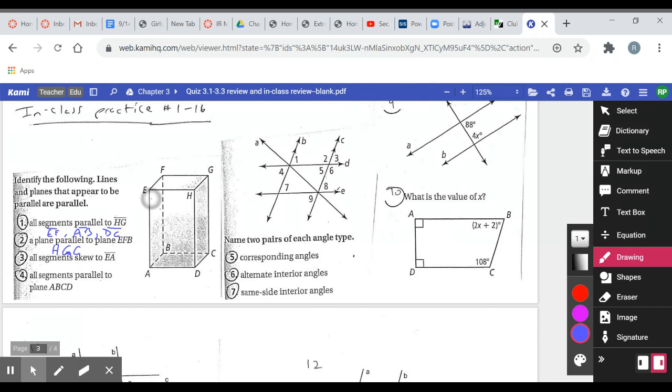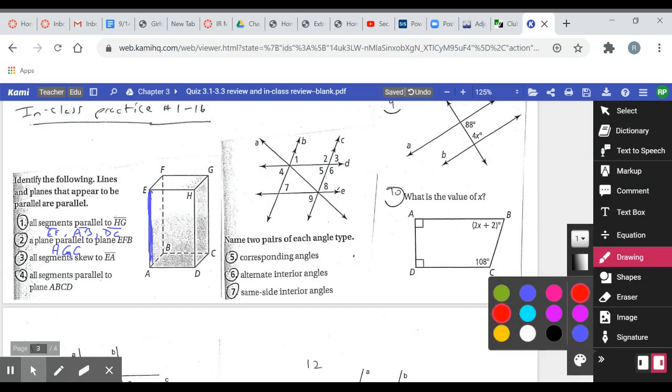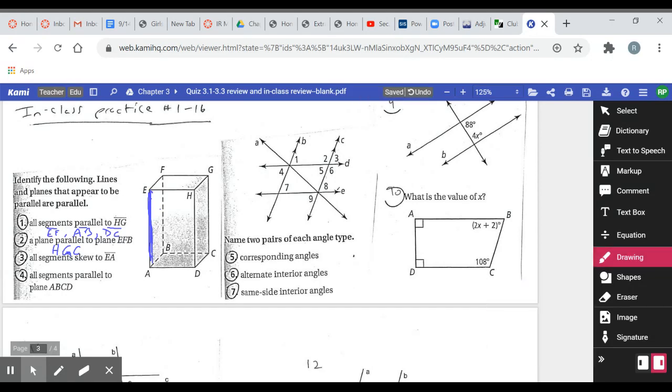So if I find EA, which is right here, and I want to name some lines that are skew to that, then one of those would be FG. See here how it's going the opposite way. They would never intersect each other, but they are not in the same plane. They're not facing the same direction. So FG is one. Another one would be BC. Similar reasoning there.